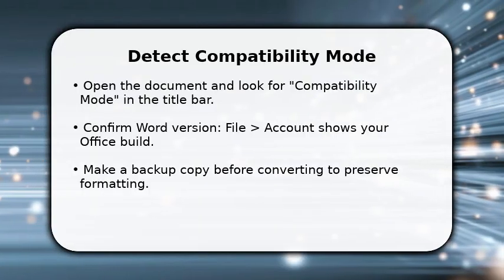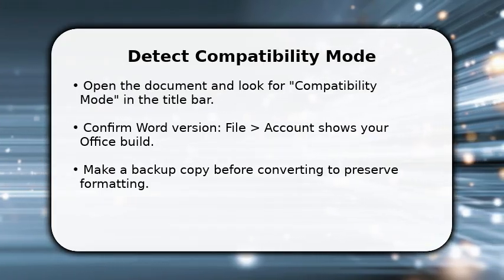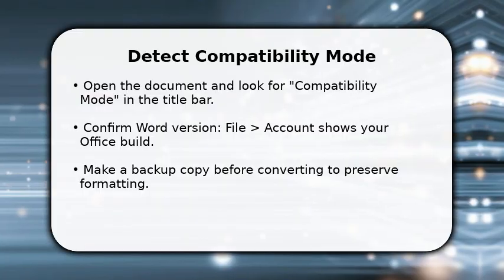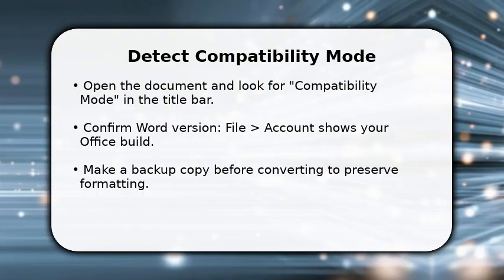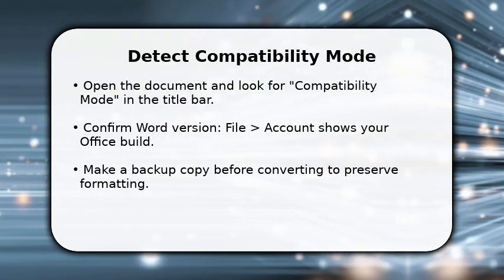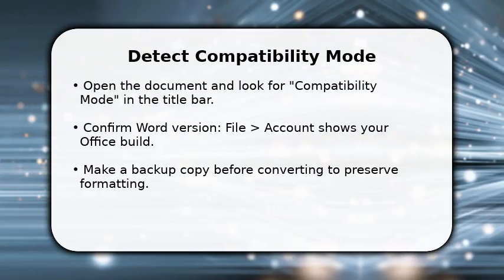You start by confirming the document is in compatibility mode, open it, and check the title bar. Once done, make a quick backup so you can restore original formatting if needed. Next, go to File to verify your Office version to ensure modern features are supported. Then proceed to the first actionable step.